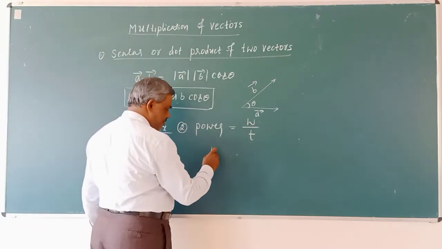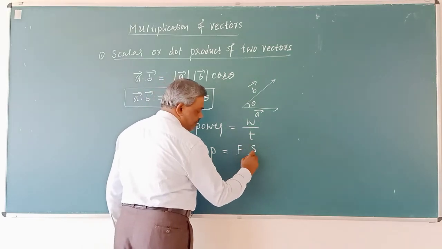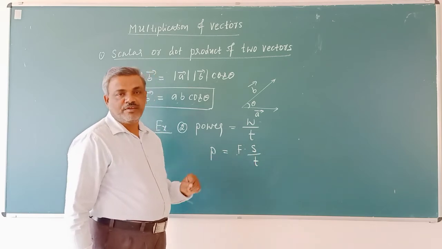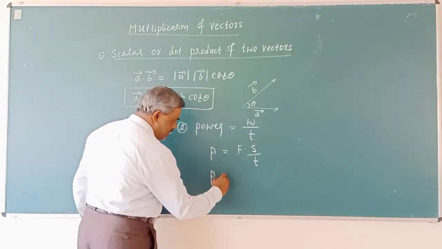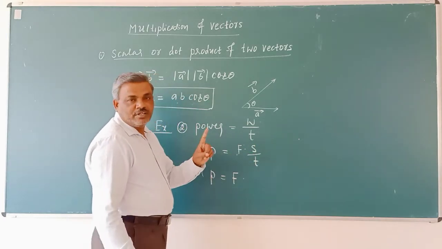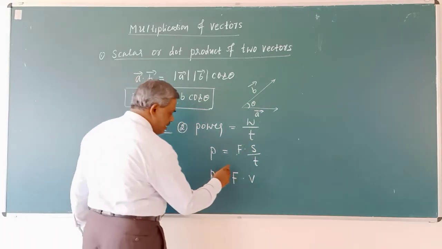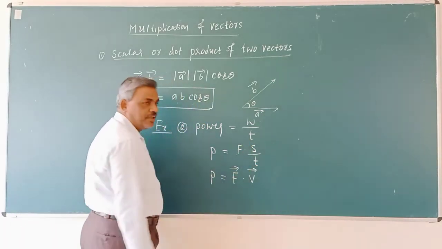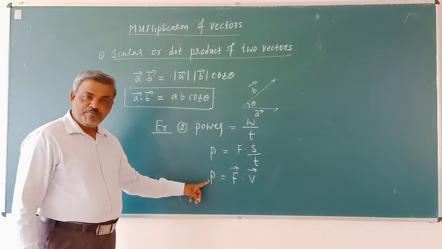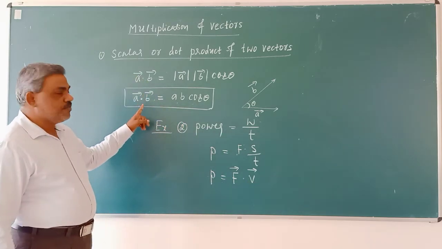Power symbol P. Work done equals force into displacement. So now P equals F dot displacement by time, that is velocity. Force is a vector quantity, velocity is a vector quantity, so power is a scalar. Second example, the power P equals vector F dot V according to this formula.